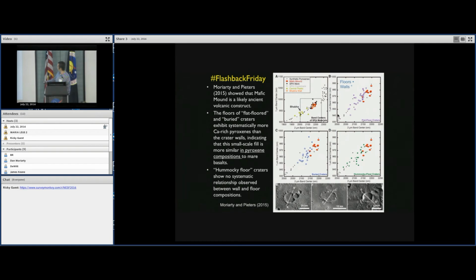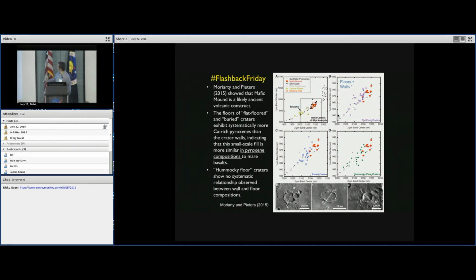He looked at several craters across SPA and basically categorized them into three different varieties: flat-floored craters, filled craters, and hummocky floor craters. Looking at compositions of the floor material as well as the wall material, he showed that there are very consistent differences in the flat-floored craters and the buried craters: the composition of the crater floor is very similar to what he sees across the mafic mound material, and the walls of those craters are somewhat distinct. So his hypothesis was that the fill material that filled these types of craters is compositionally similar to mafic mound, but distinct from some of the surrounding material. So there's a two-step process.